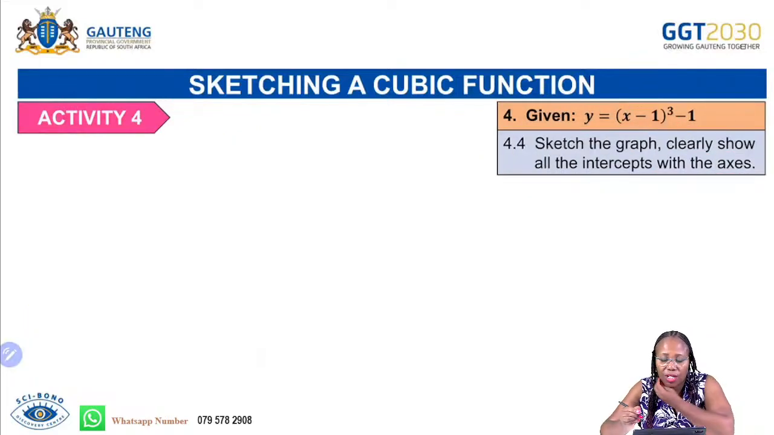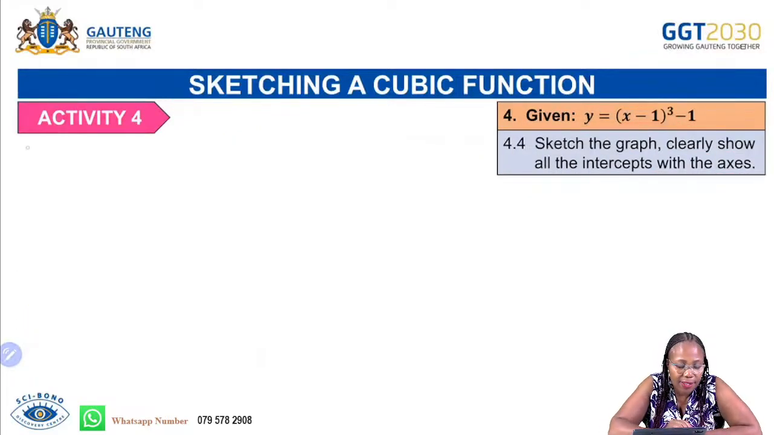Now we need to sketch the graph, grade 12. We have identified that the shape will be positive because the graph's a value is greater than 0, meaning positive.